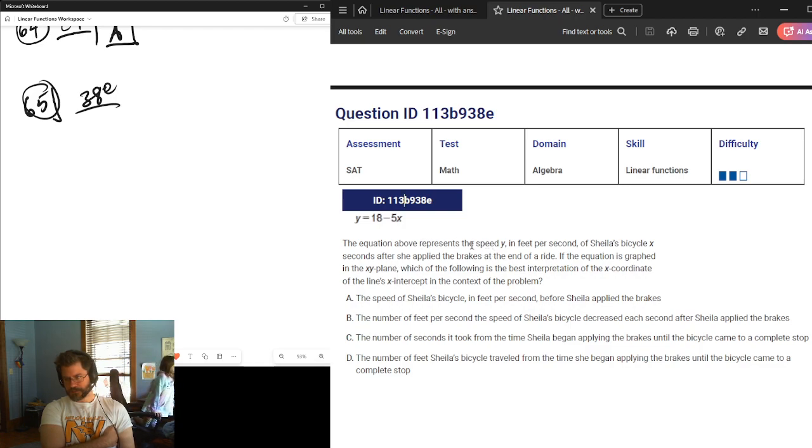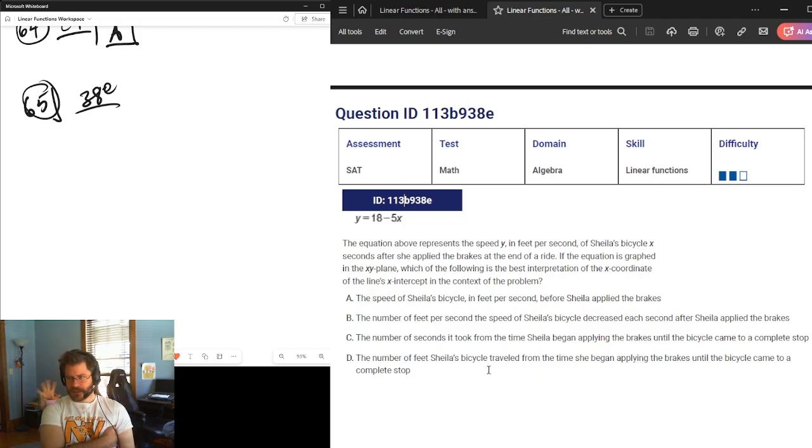Let's get our context. Speed y in feet per second of the bicycle, x seconds if she applies the brakes. So the y-intercept, or the x-intercept rather, is when she comes to a complete stop. So speed of the bike before she applies the brakes, no, that's the y-intercept. Number of feet per second, the speed is decreasing, that's the slope. The number of seconds it took, no, that's just the number of seconds it took, and that's x. And then the number of feet it traveled from the time she began applying the brakes.